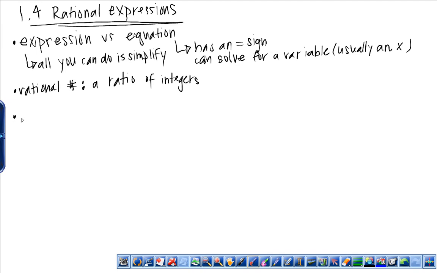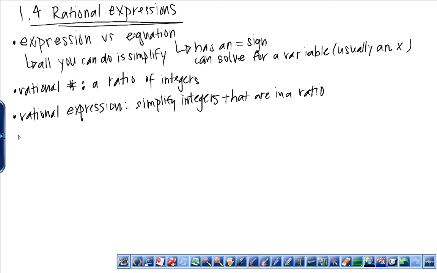And then the last one is going to be a rational expression. And we've already talked about what an expression is, and we've already talked about what a rational number is. So I would say a rational expression would be, let's see, how about simplifying integers that are in the form of a ratio.